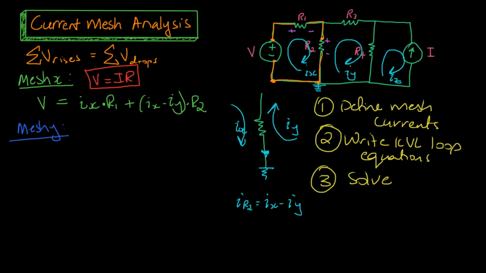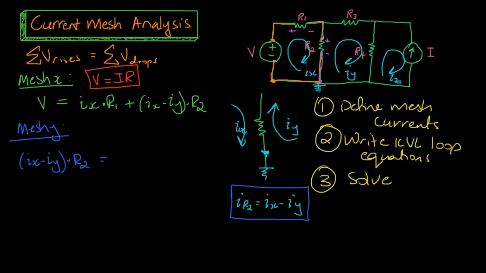Mesh Y. If we repeat this process where we start at the reference node and work up, we find ourselves traveling from the negative terminal of resistor 2 to the positive terminal of resistor 2, which is a voltage rise. So this must go on the left-hand side of our KVL equation. The current flowing through this branch we defined before as IR2, being the difference in Ix and Iy. So our voltage rise is going to be Ix minus Iy times R2.